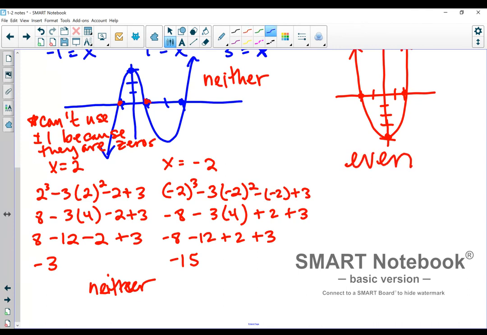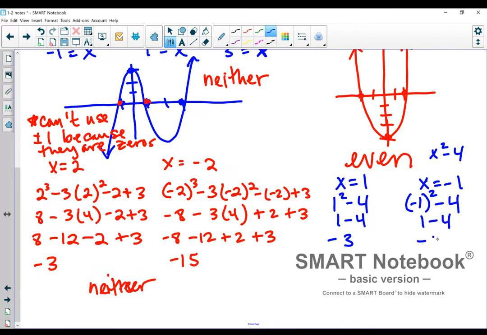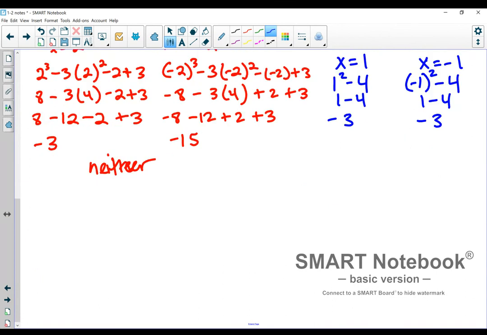And then I need to prove it algebraically. So I'm going to start with x equals 1 and negative 1 again, because they're not zeros. 2 and negative 2 wouldn't work though. Again, my function is x squared minus 4. So I'm going to do 1 squared minus 4, that would be 1 minus 4, that would be negative 3. And on the other side, negative 1, the quantity squared minus 4, would be 1 minus 4, also negative 3. So those are exactly the same, which justifies that answer of even. So even is exactly the same.